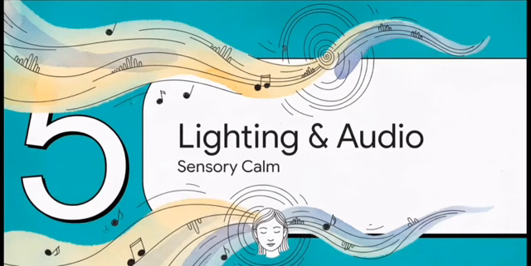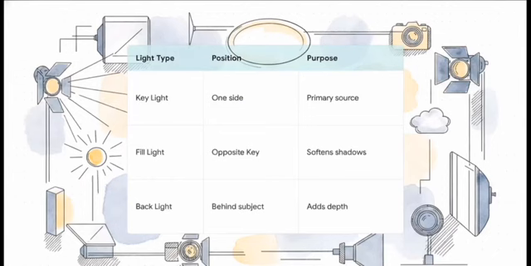Section 5, lighting and audio atmosphere, sensory calm. You know, visuals aren't just about where you point the camera, they are very much about what surrounds the lens. These are the invisible environmental factors that can either induce anxiety or hopefully promote a state of sensory calm. And sensory calm is the absolute optimal state for absorbing new information. So let's quickly break down the industry standard here, the 3-point lighting setup. It's super simple but profoundly effective.